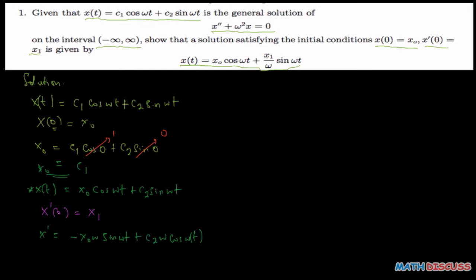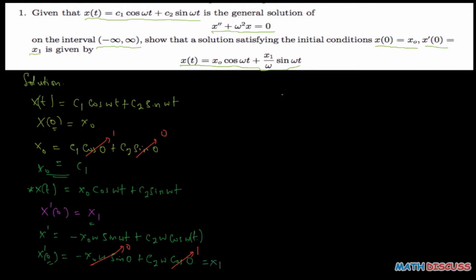We are told that when t equals 0, that is the derivative at point 0, that is x prime of 0. So wherever we see t, we substitute with 0. So we have minus x naught omega sine of 0 times omega, plus c2 omega cosine of omega times 0. Sine of 0 is 0, so everything there goes to 0, while cosine of 0 is 1. And we are told that x prime of 0 is x1, so this should be equal to x1.